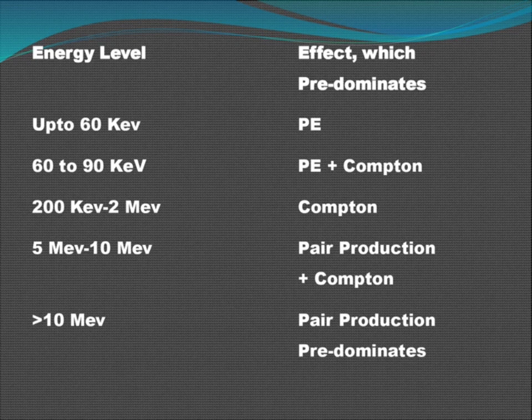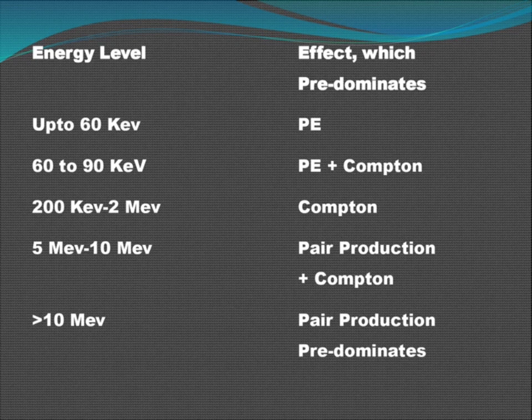What are the features of the photoelectric effect? The probability of an ejected electron is maximum when the photon energy is just higher than the binding energy of the electron. The photoelectric effect attenuation coefficient strongly depends upon the atomic number of a material, being proportional to Z cubed. This is why we use high atomic number material for radiation shielding.